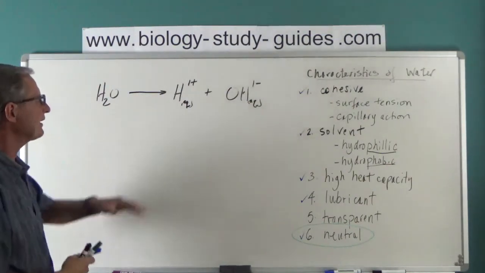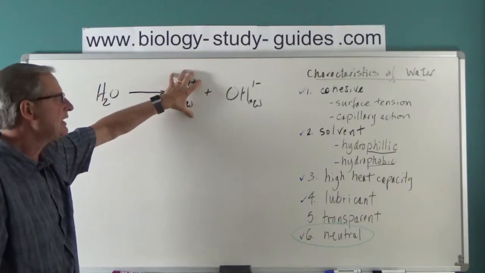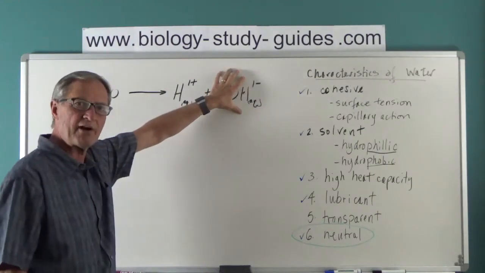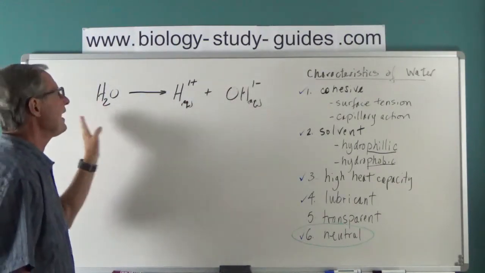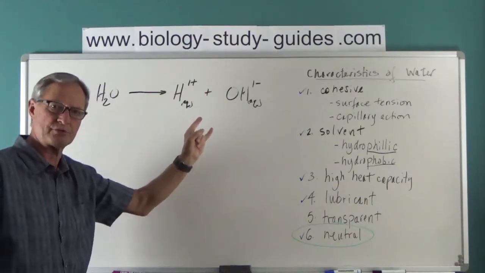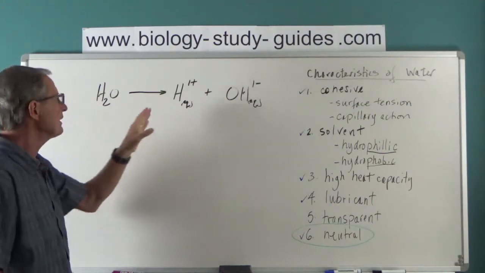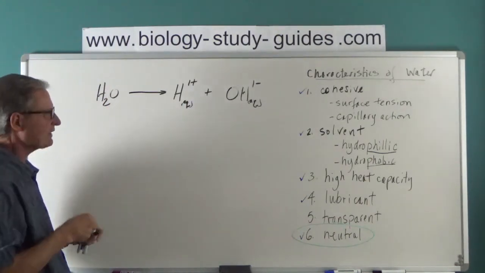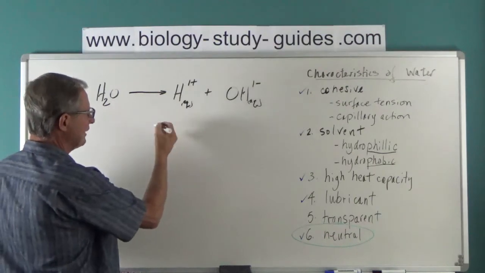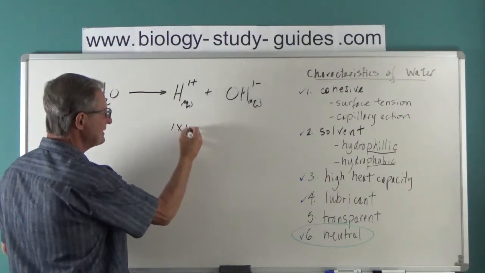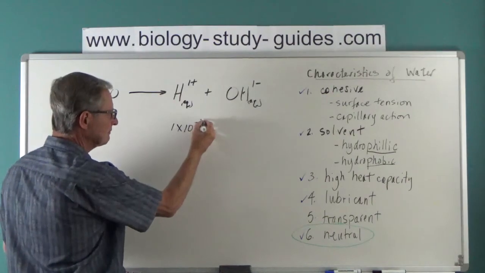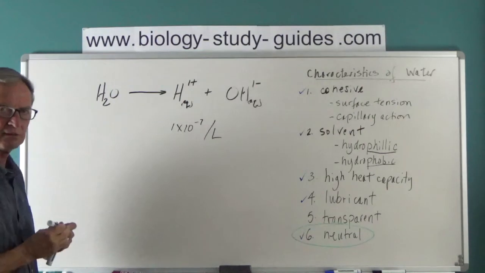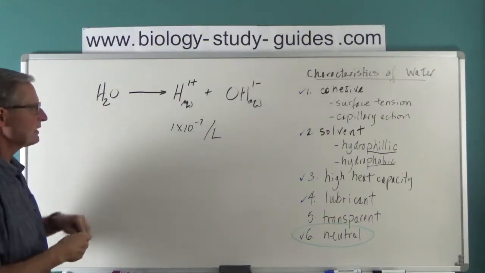Acids have an abundance of hydrogen ions. Bases, in a simple sense, have an abundance of hydroxides. Water has both in equal numbers. It's neutral. The amount of hydrogen ions and the amount of hydroxide ions in water is about 1 × 10⁻⁷ per liter. That's not very many. It does dissociate, but that's how many dissociate.